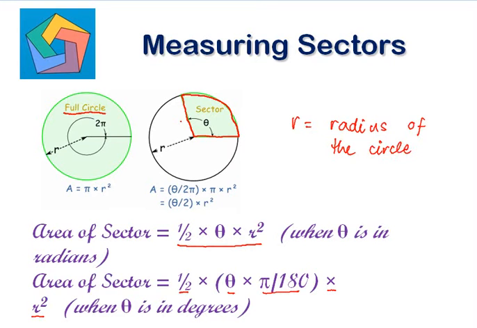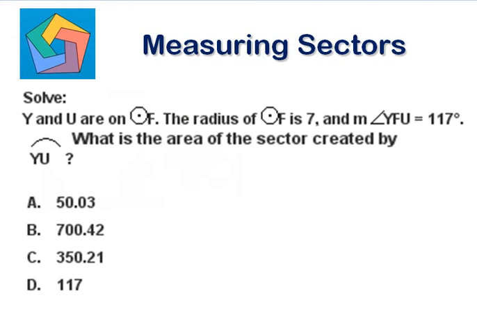So let's calculate the problems now. Solve. Y and U are on circle F. The radius of circle F is 7 and the measure of angle YFU is 117 degrees. What is the area of the sector created by arc YU? So my theta becomes 117 here. R is 7.